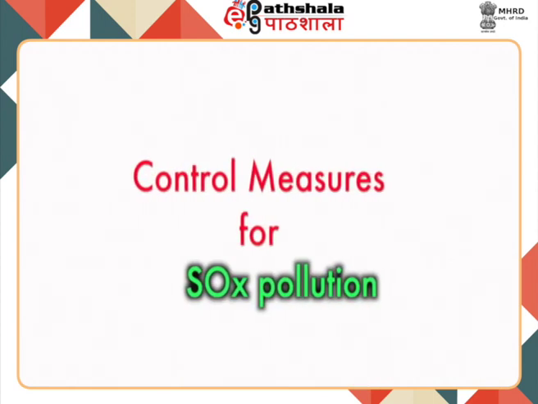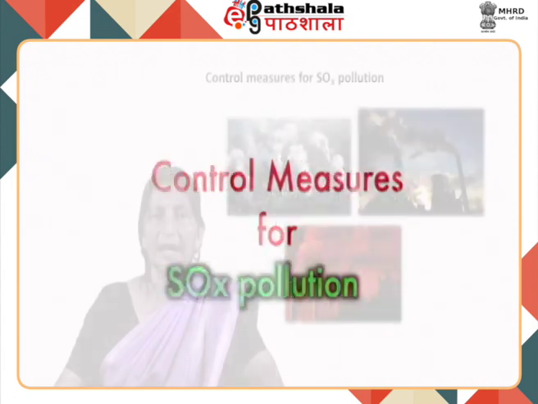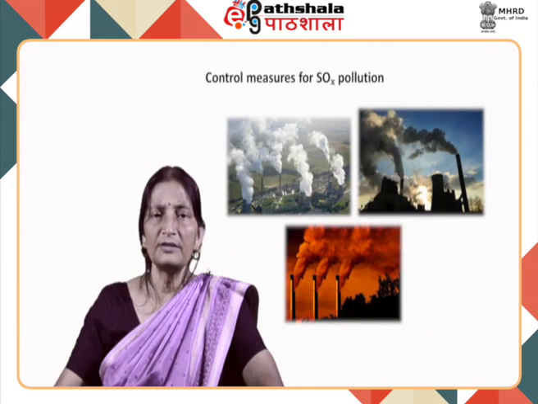Control measures for SOx pollution. High sulfur content of fuel increases the emitted sulfur oxides emission, and these can be reduced by making use of low sulfur fuel like natural gas. Low sulfur oil is another option, low sulfur coal being a third option. The additional advantage of using natural gas is that it does not emit particulate matter on burning.